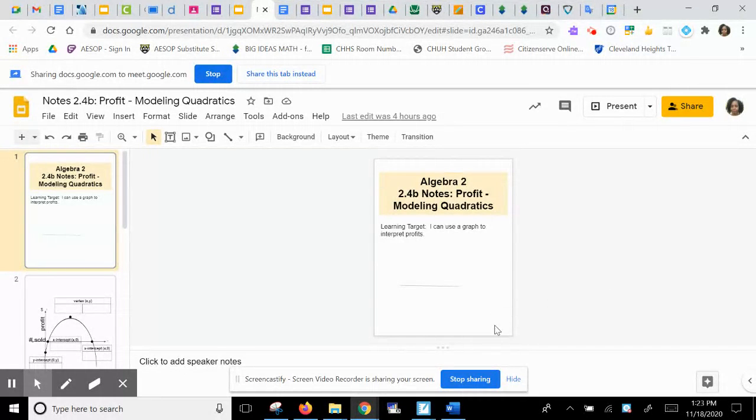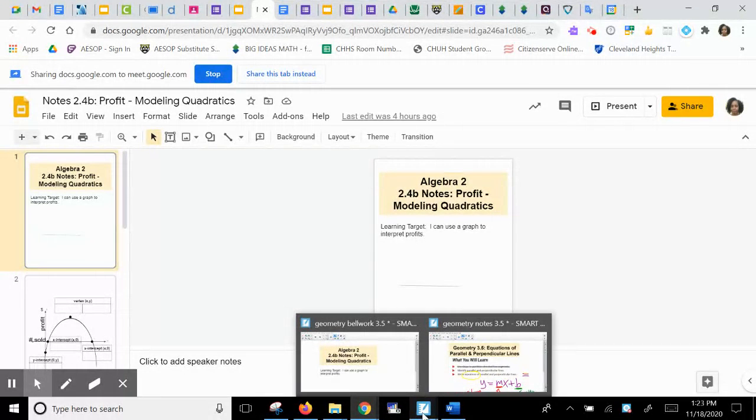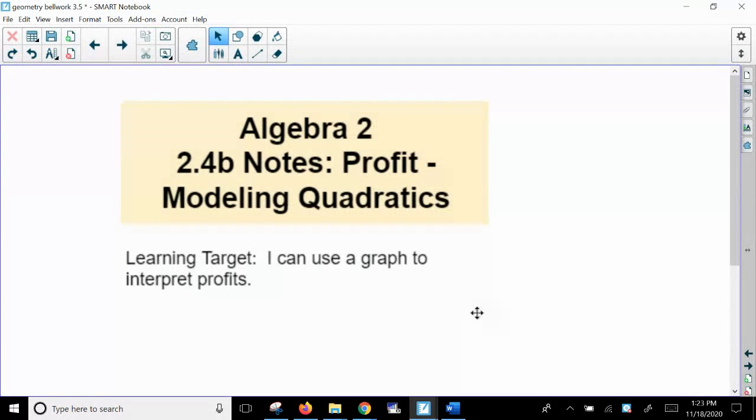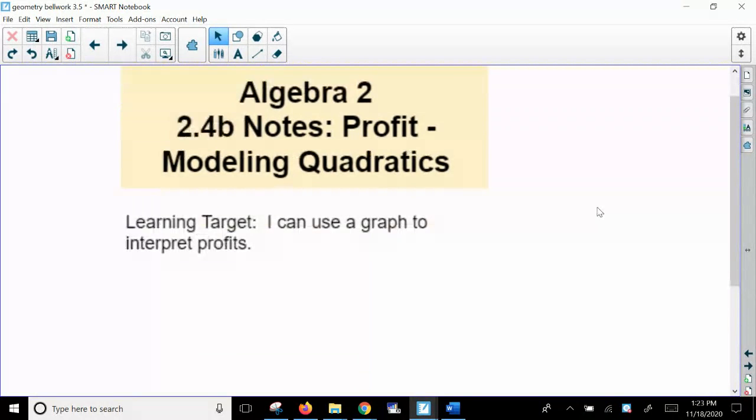So this lesson is about using quadratic graphs to model profit. It's very similar to what we've already been doing as far as using the curve to talk about maximum height and all this other stuff. But now we're talking about money and making profit.